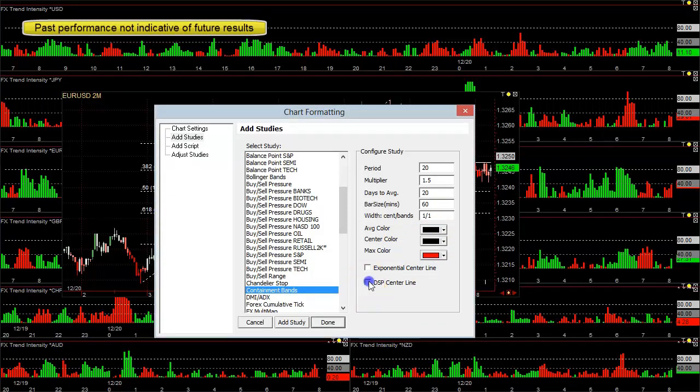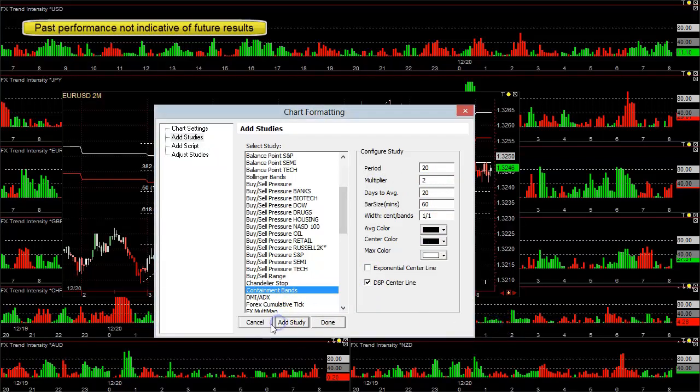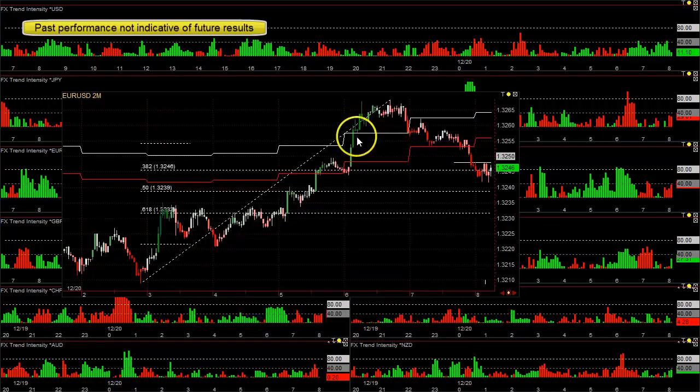So I like to put the 1.5 and 2 DSP on the chart. I make the white one the 2, and you can add the 3 too. So one of the reasons that this stalled out at this level is because it's above our 2.0 white band, which most of the time, probably 80% of the time, when it gets above this area, it kind of runs out of steam.